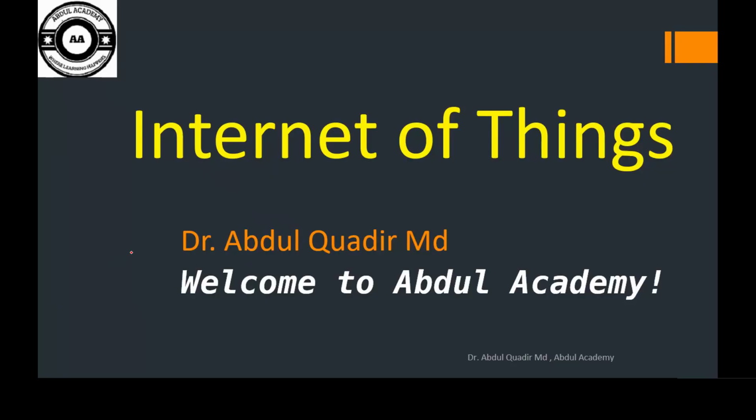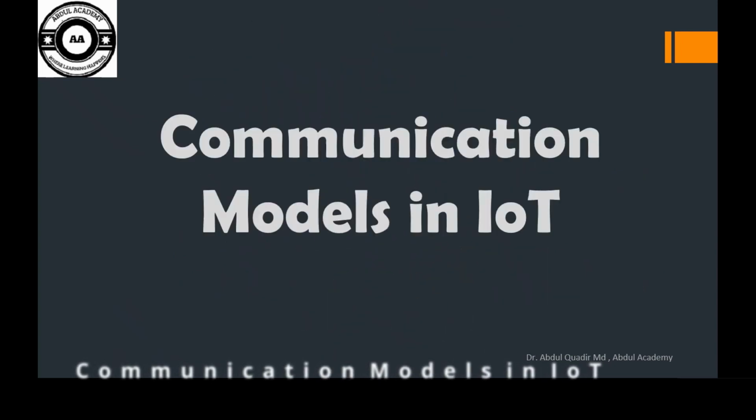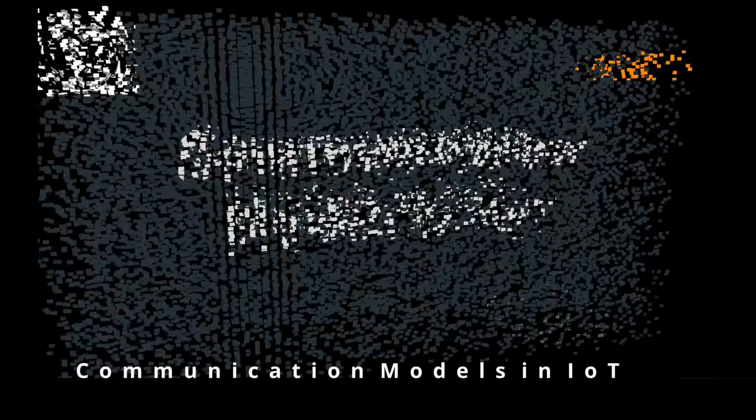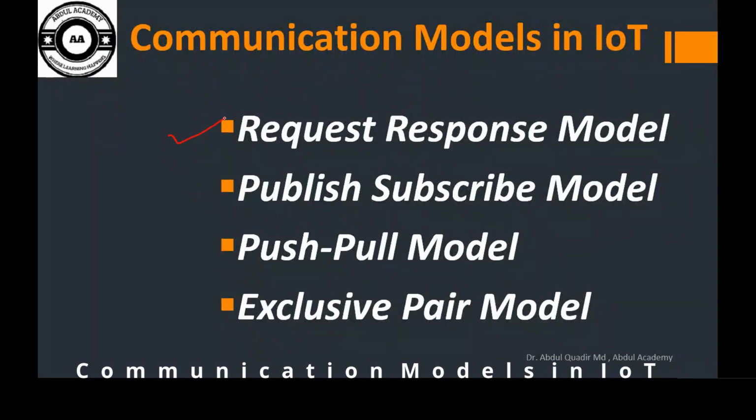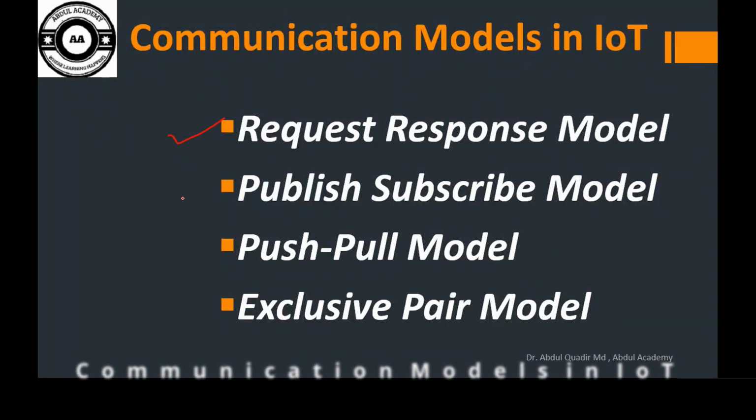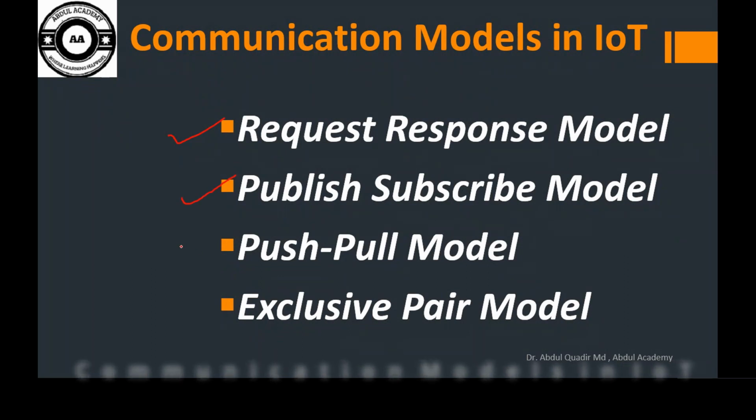Welcome to Abdul Academy. In this session, we'll be seeing about 4 communication models with respect to Internet of Things. The 4 communication models with respect to IoT are: the first one is the request response model, second one is the publish subscribe model, the third one is the push pull model, and the fourth one is the exclusive pair model.